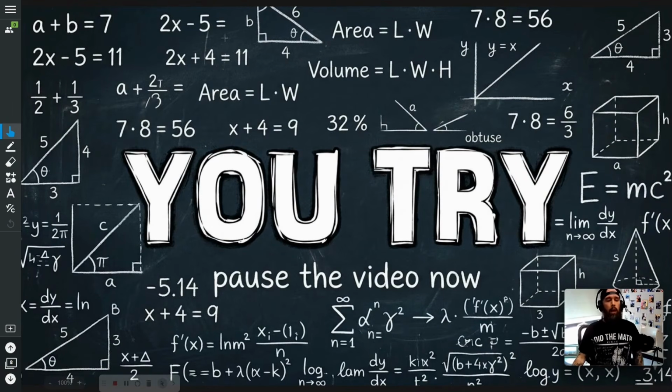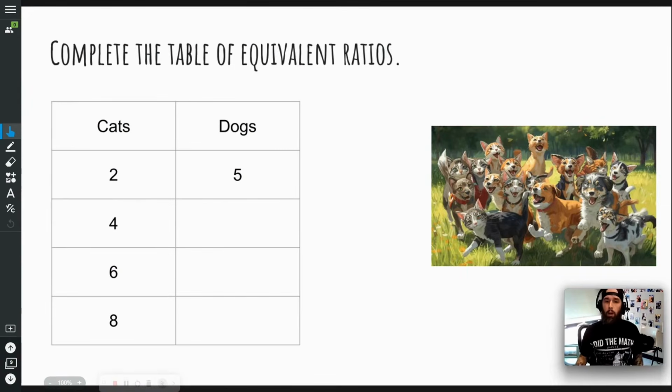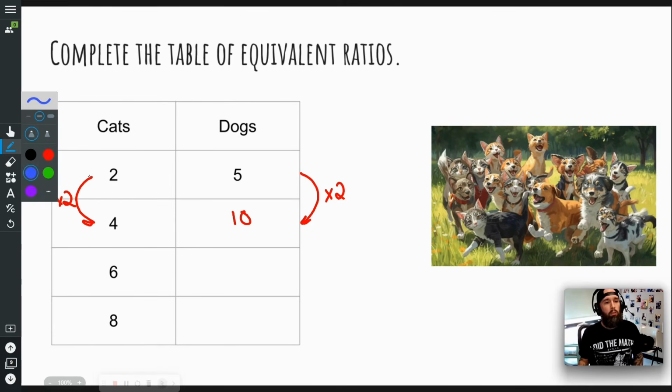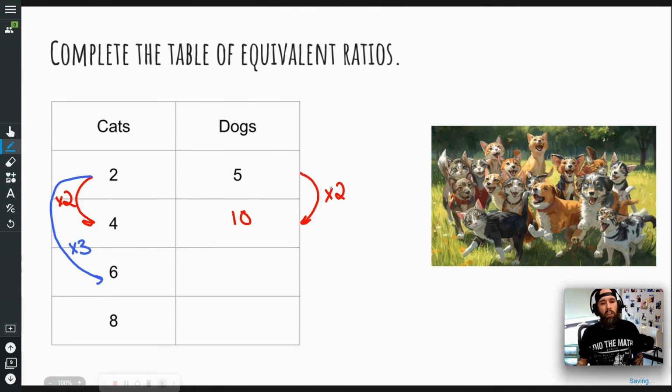Welcome back. Now, how do we do these problems? Basically the same way we did the others. We're going to ask ourselves, what can I do to get from 2 to 4? Well, I multiplied 2 by 2 to get us 4. Do the same thing with 5. 5 times 2 is 10. Do the same thing. Okay, 2 times what's going to give me 6? 2 times 3 is going to give me 6. So 5 times 3 is going to get me 15.